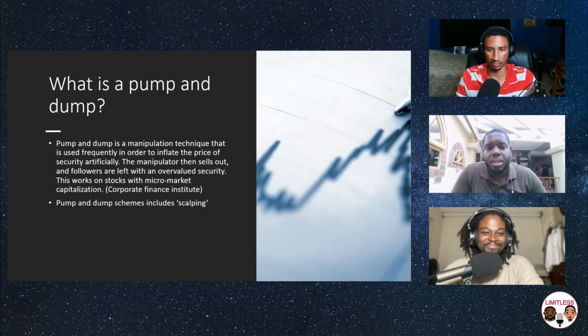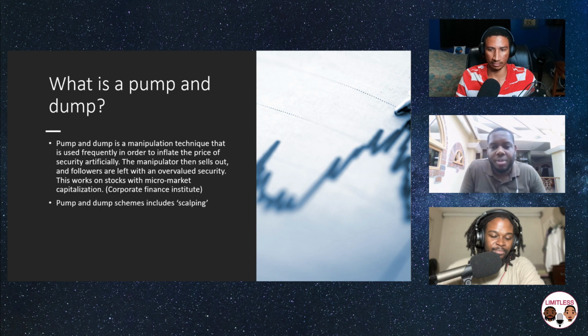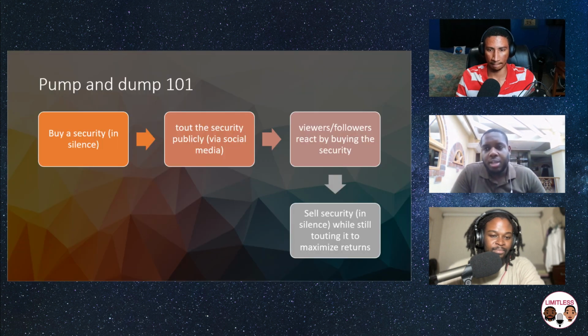A pump and dump is a manipulation technique that is used frequently in order to inflate the price of a security artificially. The manipulator then sells out and the followers are left with an overvalued security. This works on stocks with micro-market capitalization. This is also from Corporate Finance Institute. Pump and dump schemes sometimes are classified as scalping. On the next slide, I show the flow of a pump and dump.